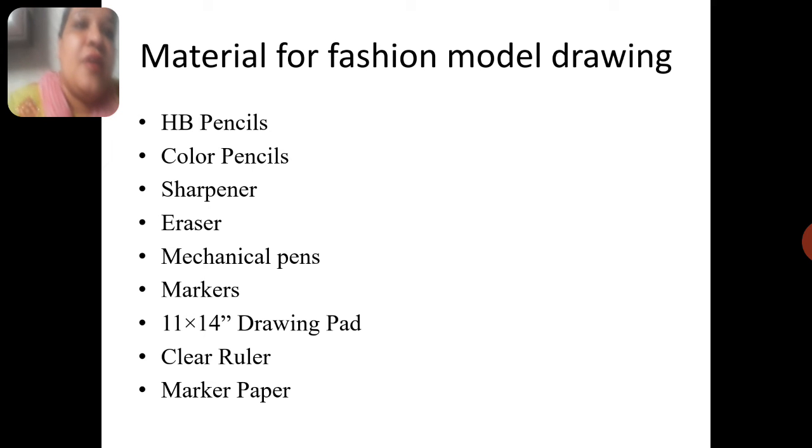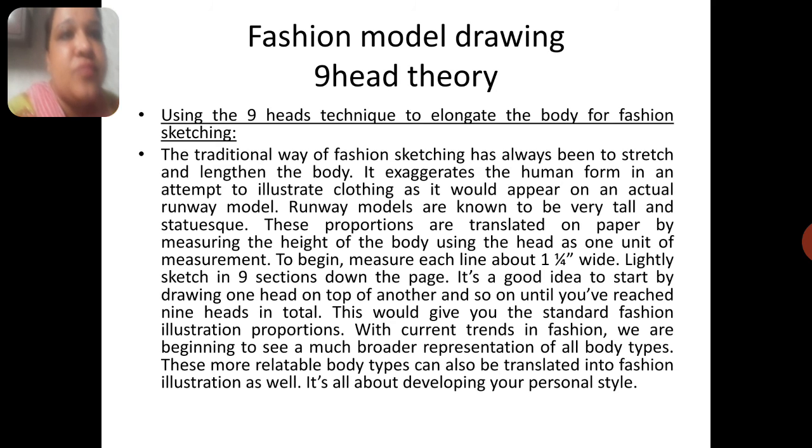Material for fashion model drawing: HB pencil, color pencil, sharpeners, eraser, mechanical pens, markers, 11 by 14 inches drawing pad, clear rulers, markers, paper. This is the material list which is required in the fashion model drawing. After the understanding of fashion model definition and the material list, we will start the 9 head theory. 9 head theory is the basic theory of fashion model drawing when the fashion illustration was started.